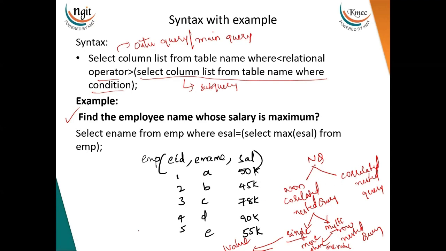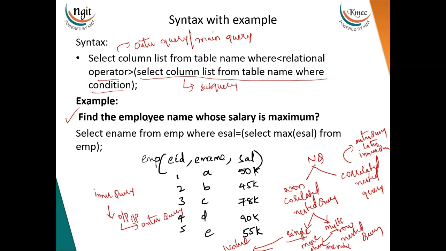Coming to non-correlated nested query, first of all, the inner query will be executed. So once the inner query is executed, you are going to get the output. Now the output of the inner query is taken as an input to the outer query. So when the outer query is to be executed, it is going to accept the output of the inner query as an input. So this is about the non-correlated nested query. When coming to correlated nested query, the outer query is executed first. Later, we are going to work with the inner query.